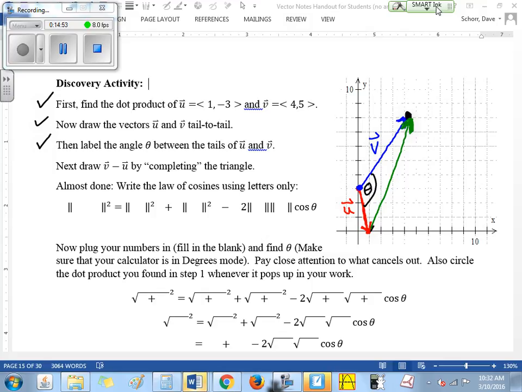Notice, this is when our vectors are tail to tail, the blue and the red, okay? So be careful. Anyway, there's a quick and easy way to get your v minus u. Let's label it v minus u.